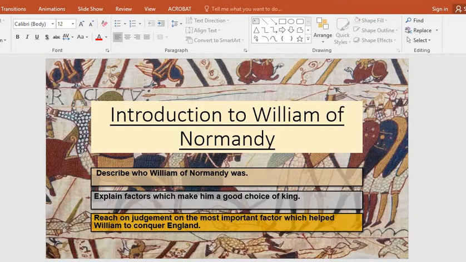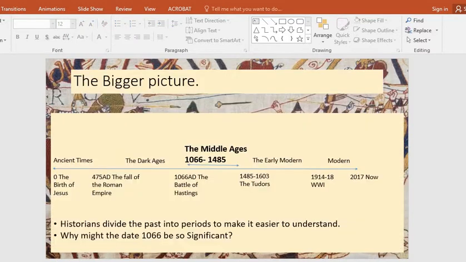So we are starting with the Anglo-Saxons, but actually where does that fall in terms of time frames? On this timeline, at the top you have different periods, and historians divide up the past into periods to make it easier for us to understand. And the period that we're going to be looking at is the Middle Ages. It begins in 1066 and it ends roughly in 1485. So they are the time frames at the top.